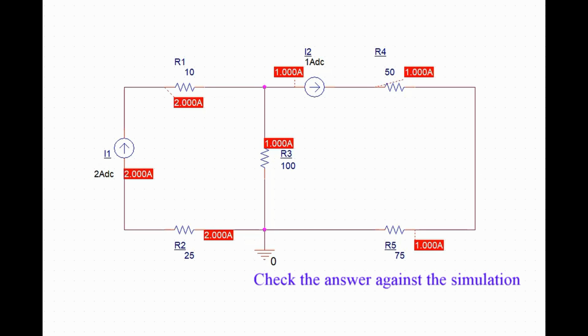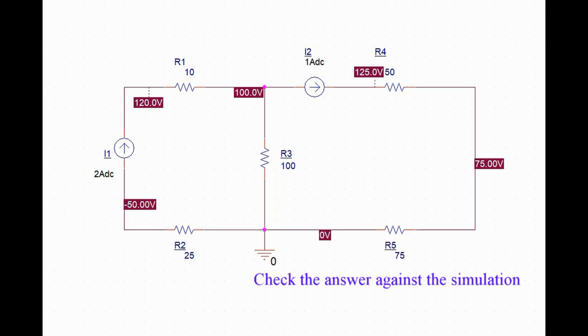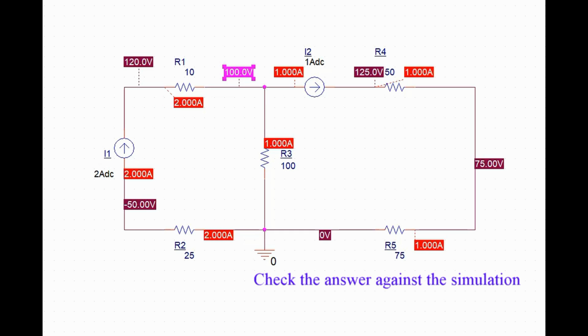We can check this against the simulation. So PSpice gives us 2 amps on the left mesh and 1 amp through the right side of the mesh, and 1 amp down through R3. It's always a good idea to practice as many problems as you can that you feel comfortable with, and to check against a simulation if you have a simulator handy.